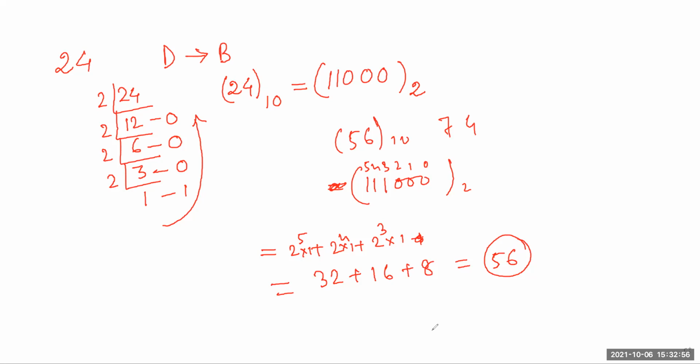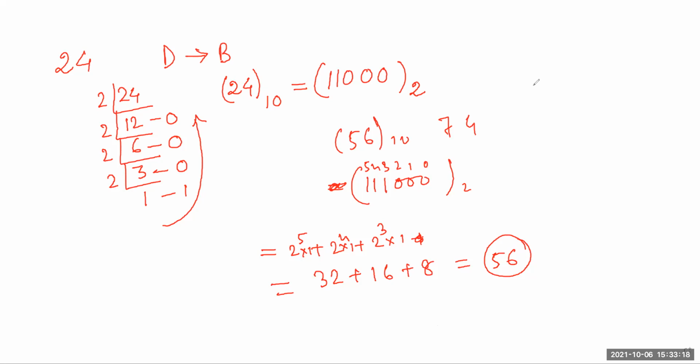Next, suppose 24 here. It is the conversion from decimal to binary. The base is 2 for binary, that's why we have done the successive division by 2.